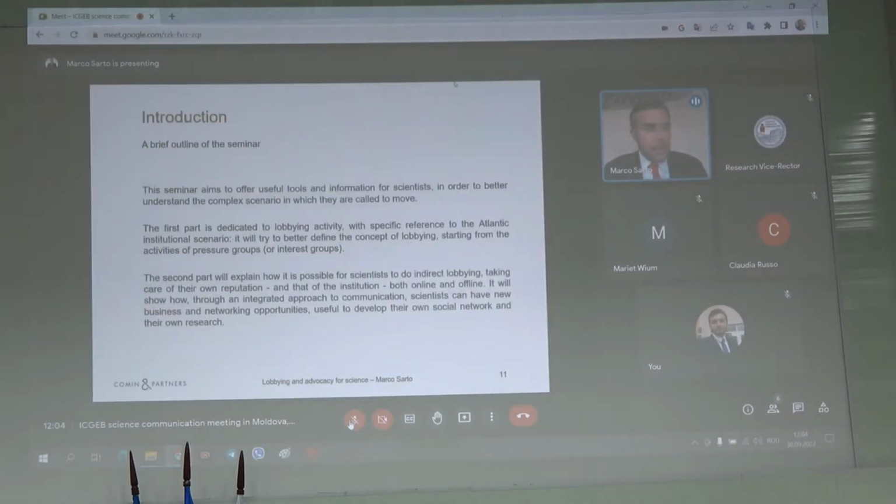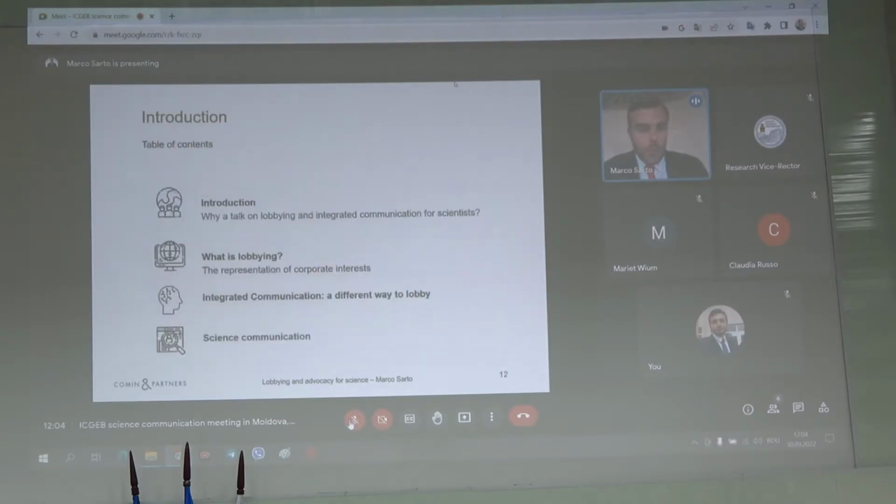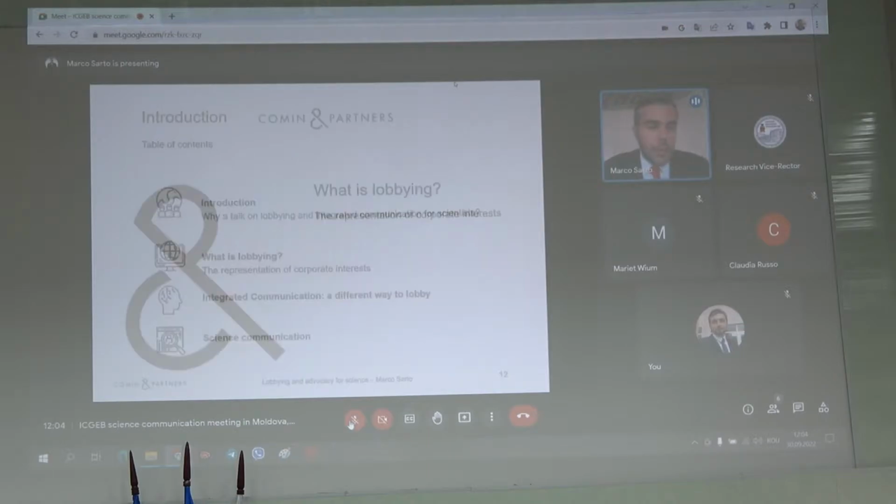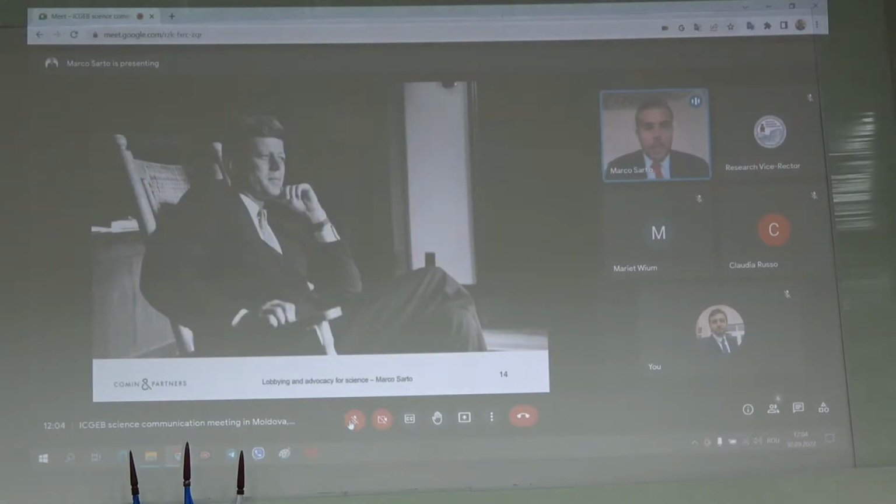In order to give you a brief outline of this seminar, I want to offer you some useful tools and information on how to communicate better, on how to communicate properly, and for sure on how to show and not tell what you do and what your values are. Those are the table of contents, and now we will start.